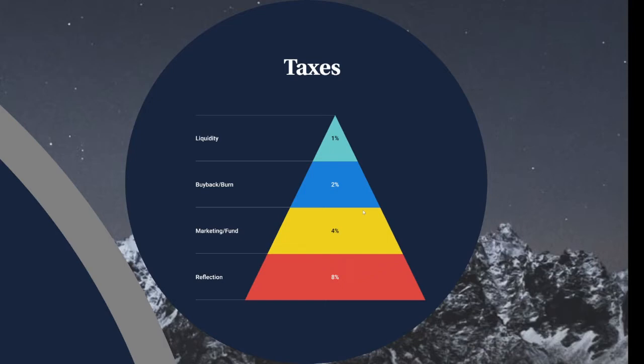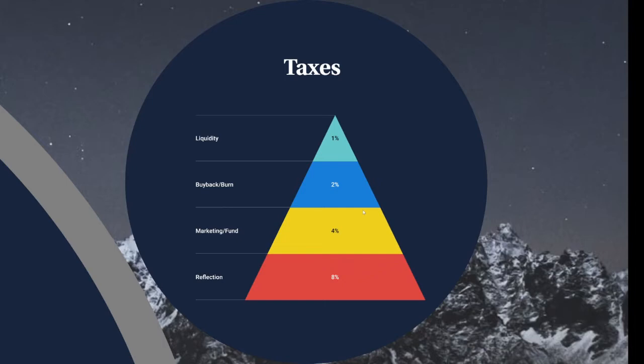We have 4% allocated to marketing and our fund. We have 2% used for manual buyback and burns, and we have 1% automatically added into liquidity. A quick side note for the buyback and burns: we are buying back constantly and gathering the tokens until we have a good amount to burn additionally with the next burn. These buybacks, of course, are not announced, especially if we are collecting a bigger amount and buying back in a bigger tranche. We won't announce any buybacks at all.